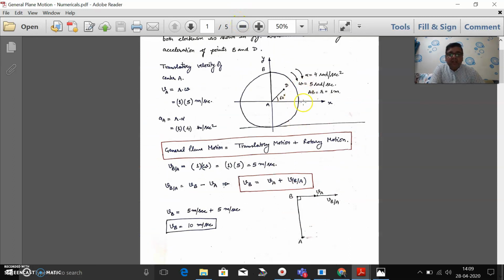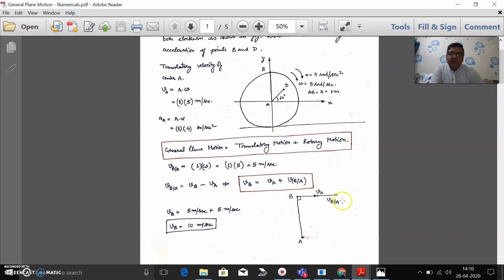VB I know it is 5 meter per second. Okay, and velocity of B with respect to A. What do you mean by velocity of B with respect to A? Means again, see, velocity of B with respect to A. So AB is what distance? 1.